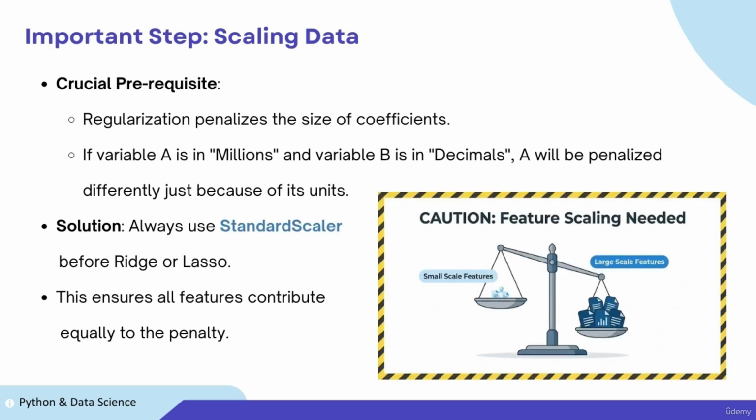Before we code, there's one mandatory step: scaling. Regularization penalizes the size of the coefficients. If one variable is measured in millions and another in decimals, the model will unfairly penalize the variable with the larger scale. To fix this, we must use standard scaler or z-score normalization. This ensures all features are on the same playing field before we apply the penalty.